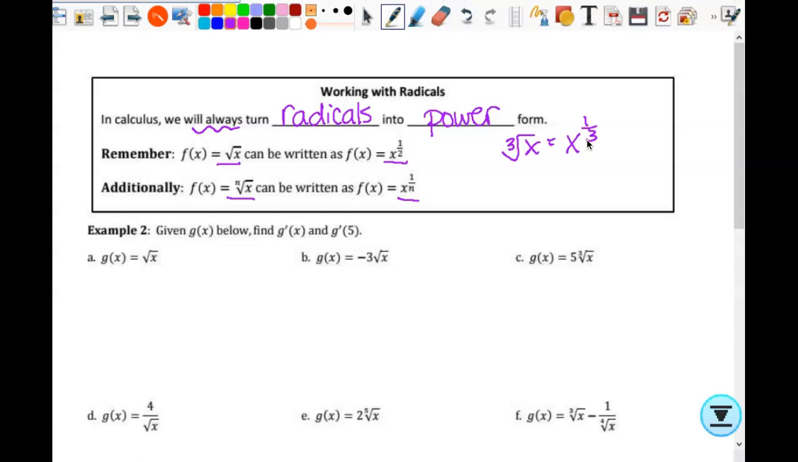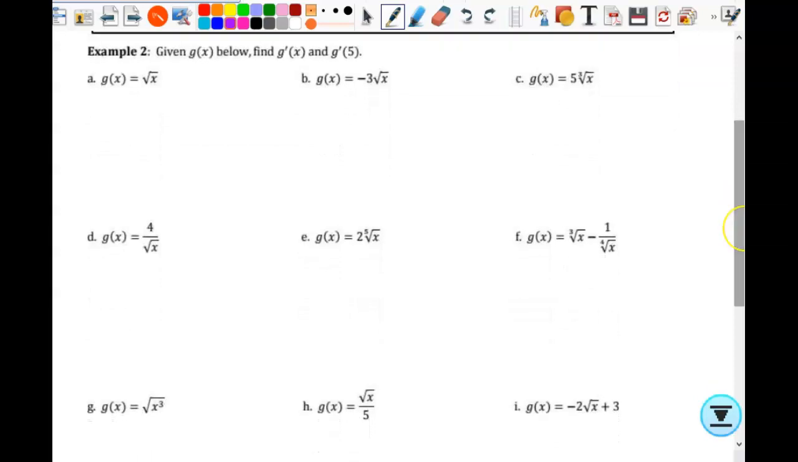Okay, so let's look at what we're doing here then. We're given g of x, we want to find g prime and g prime of 5. So the first thing I'm going to do is rewrite this as x to the 1/2 power. So then g prime of x equals, I use the exact same power rule we've been doing. I multiply the 1/2 into the front, so I have 1/2 times x, and then I subtract 1 from the exponent. When I subtract 1, what am I going to get? -1/2, right?